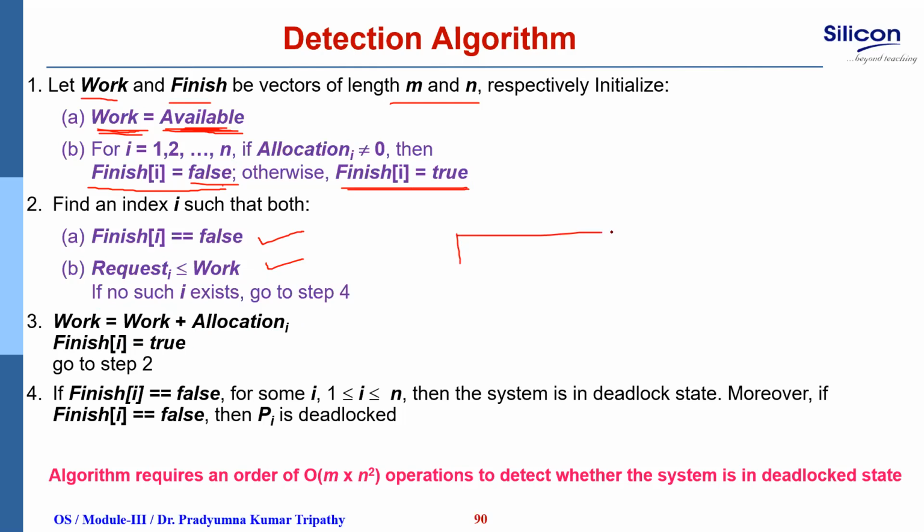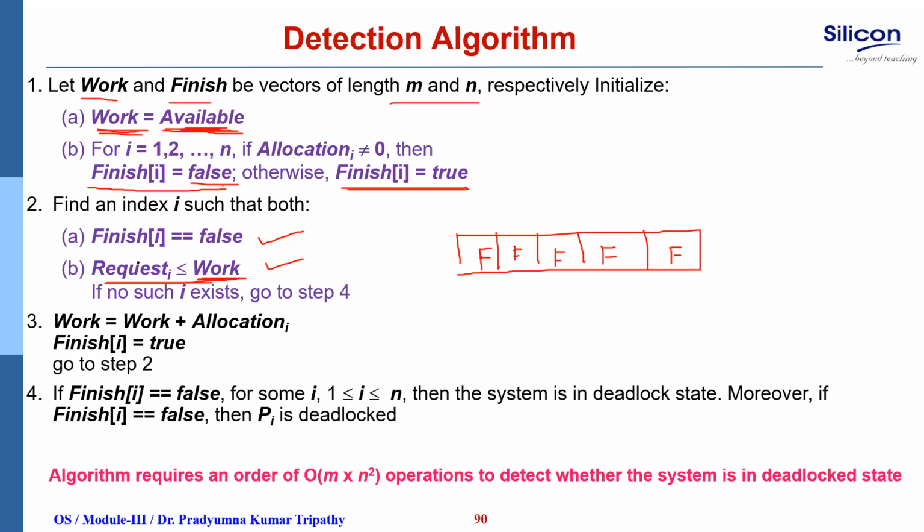So initially we'll take a matrix where all of these are false. This is the same as the previous algorithm, the Banker's algorithm that we have discussed. If it is 0 allocation, that will be true. Now it is false. So the first one we choose is one whose value is false and whose request is less than available. Work is actually available.